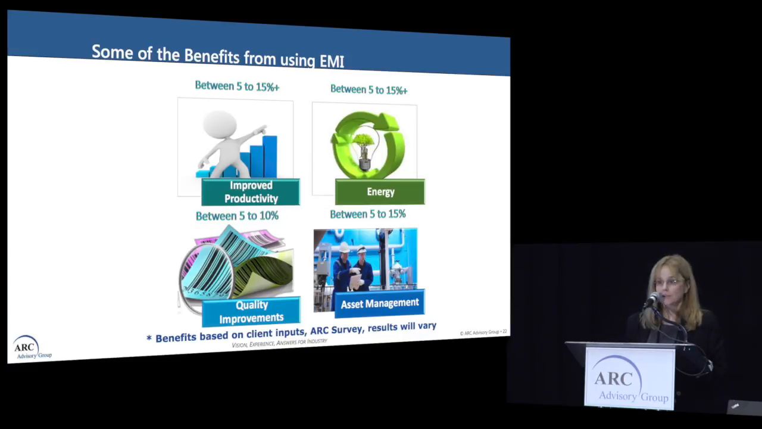And the other thing we are seeing is a lot of people getting a lot of value and benefits out of EMI. These are just some examples from the survey, and this is what people said they're getting in these areas. We had some other areas too; I just grabbed 4 of them. They said they're getting somewhere between 5 to 15%, and some people said as much as 30%, in improved productivity and efficiency. They said they're getting between 5 to 15% in energy, between 5 to 10% in quality, and between 5 to 15% in asset management. As things get more and more efficient, they'll probably get less, I would think. If you have no downtime, you're not going to get any benefits.